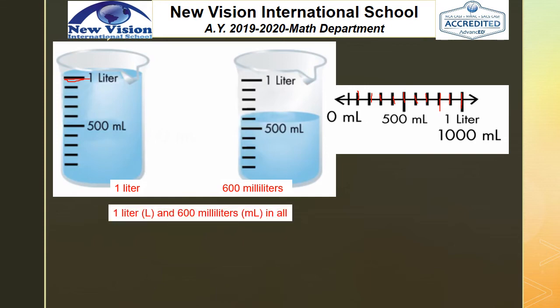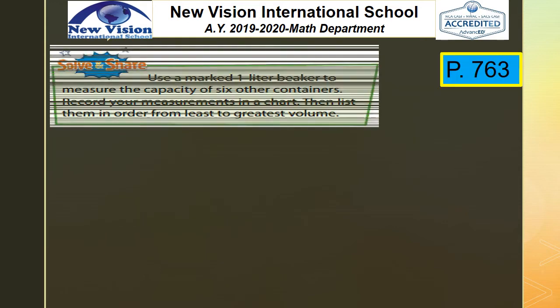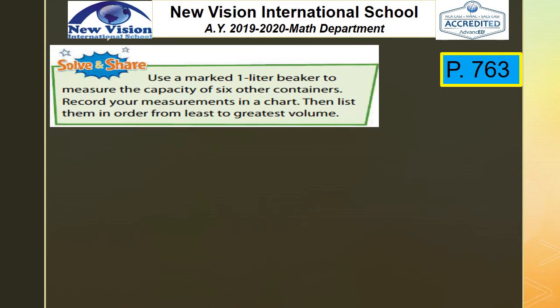Hence, the total capacity of the two beakers, represented by the mark, is 1 liter, 600 milliliters, in all. Do you understand? Okay, now we have here page 763. We have the solve and share. Use a marked 1 liter beaker to measure the capacity of 6 other containers. Record your measurements in a chart, then list them in order from least to greatest volume.